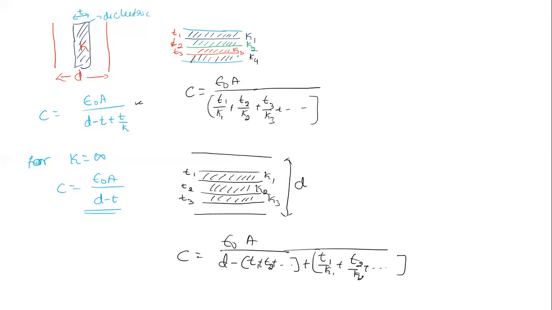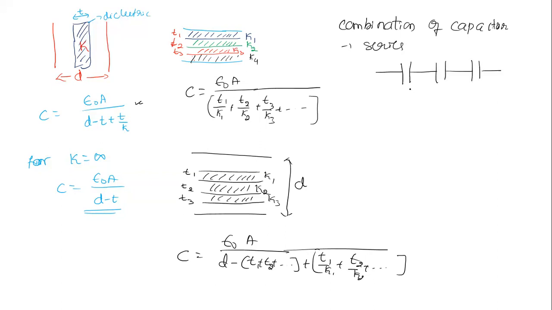Now let us look at the combination of capacitors. There are two different types of combinations, right? As we know, students, combination of capacitors. The first combination is the series combination. In series combination, we connect like this: C1, C2, C3, with first plate, second plate, first plate, second plate, first plate, second plate.